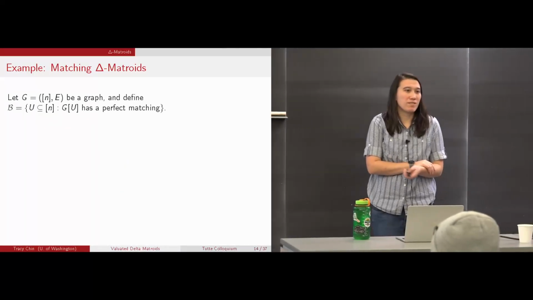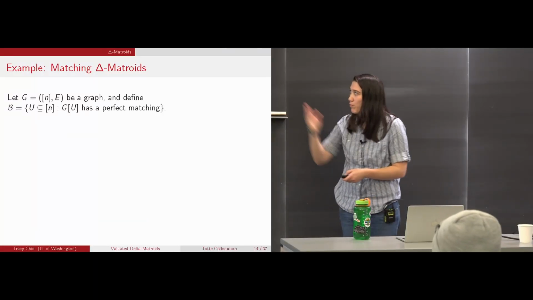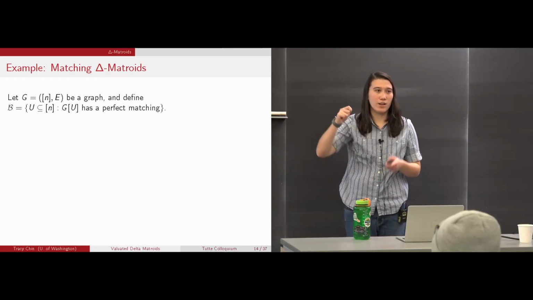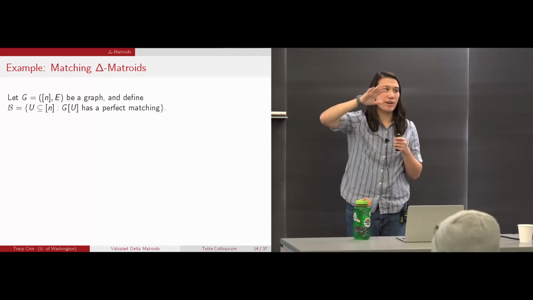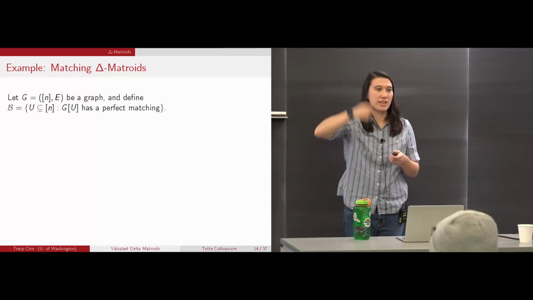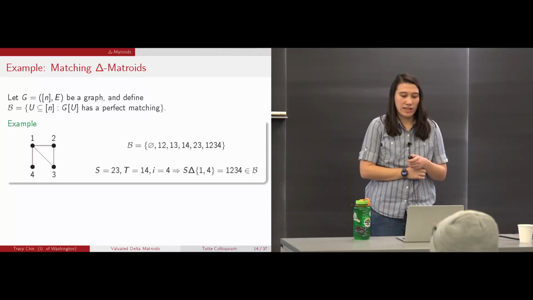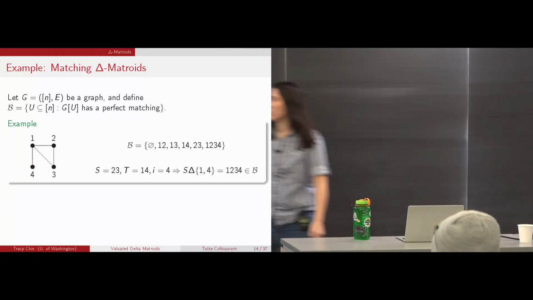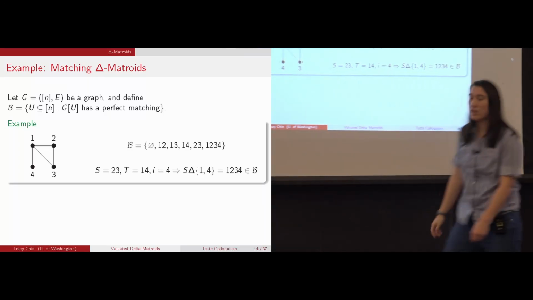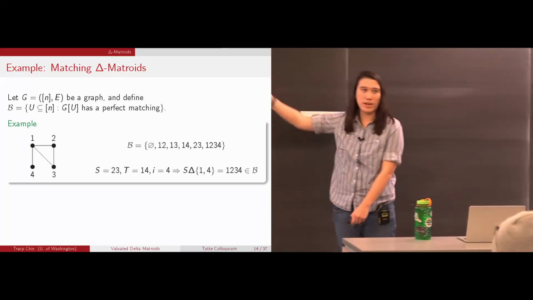So these delta matroids are a little weird, but they do have some relatively natural ways they come up. For example, these come out of matchings on graphs. I'm going to take my bases to be all sets of vertices where there is a perfect matching on the induced subgraph. Or equivalently, you iterate over all matchings and you look at the vertices that are matched by each particular matching. So for example, if this is my graph, S is 2, 3, T is 1, 4. The matching corresponding to S is just these two, and the matching corresponding to T is this one. I can just add 1 and 4 to S and then get the matching with both of those.